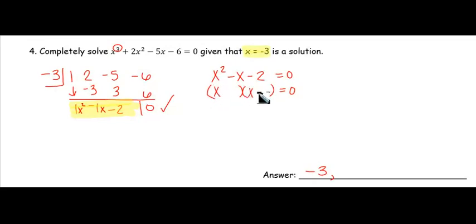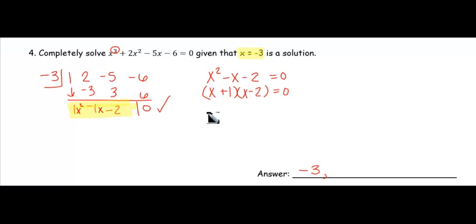X squared breaks down into x times x, and I'm looking for two numbers that multiply to -2 that will subtract and give me a -1. So I've got 1 and 2, and when I am looking for signs, the larger term always matches the sign of the middle one, so -2 and +1. I know they have opposite signs because they multiply to a negative. Set each factor equal to 0 to solve. And my two solutions are -1 and +2.